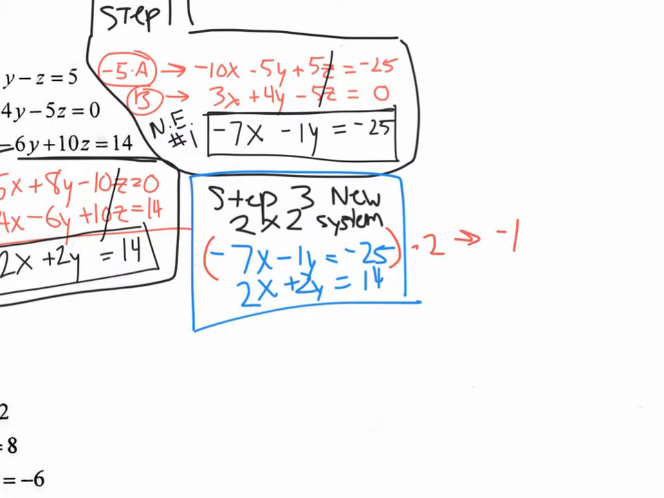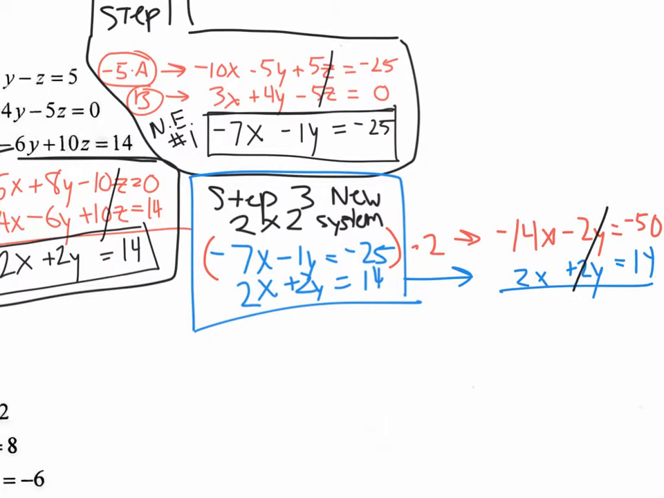So that's going to be a negative 14x. That's going to be a negative, let me erase that, a negative 2y. And equals, if we multiply negative 25 times 2, we get negative 50. And the bottom equation, we're not going to change at all, so we're just going to rewrite it: 2x plus 2y equals 14. And now we're able to combine and cancel and solve.